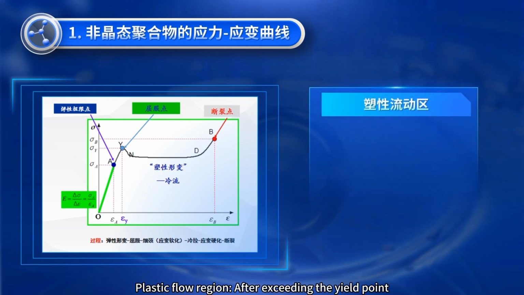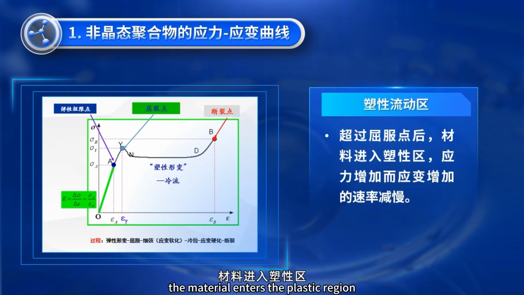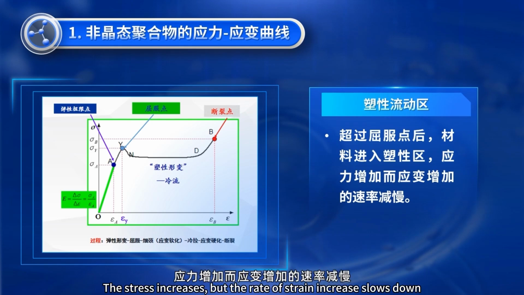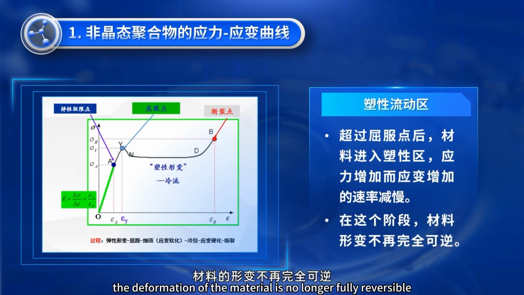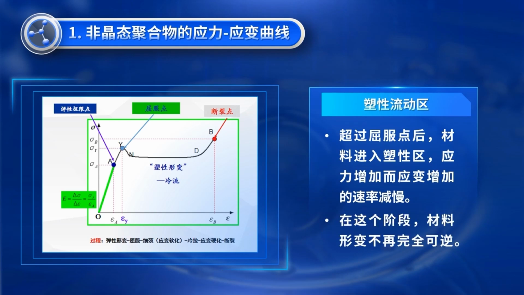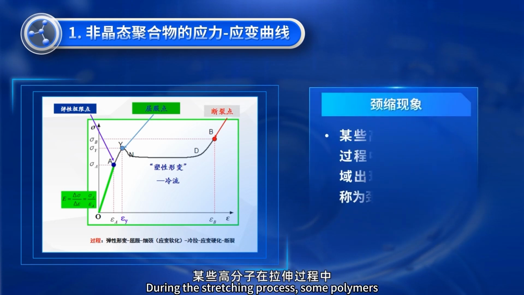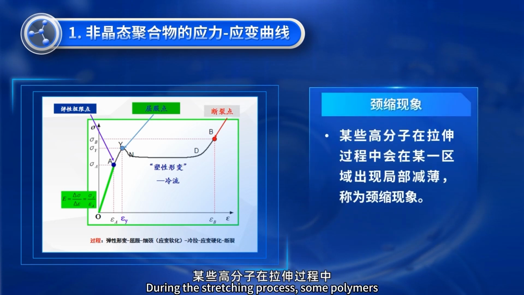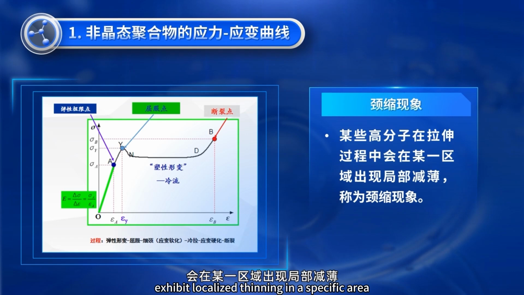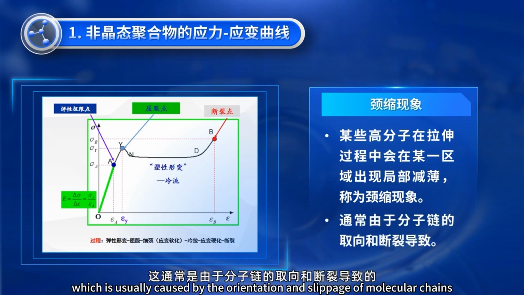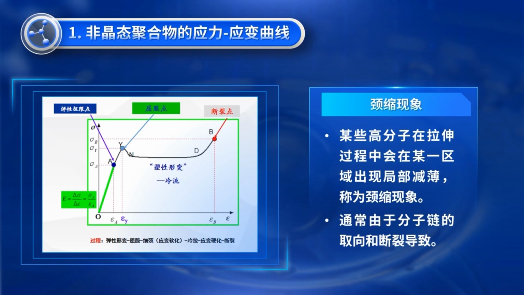Plastic flow region. After exceeding the yield point, the material enters the plastic region. The stress increases, but the rate of strain increase slows down. In this stage, the deformation of the material is no longer fully reversible. Necking effect. During the stretching process, some polymers exhibit localized thinning in a specific area. This is called the necking effect, which is usually caused by the orientation and slippage of molecular chains.